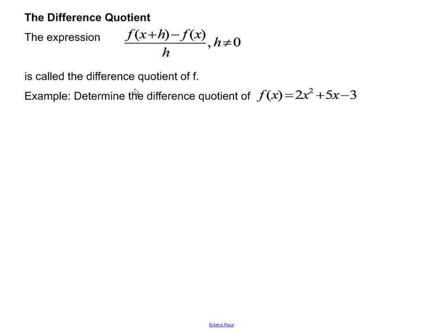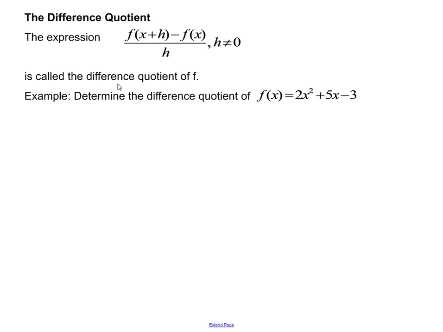Okay, so let's change gears here a little bit and talk about something called a difference quotient. A difference quotient is an application of our functions in that in our function what we're doing is we're substituting in a value and we're going to take a difference in the value of f of x plus h minus f of x over h, as long as h is not equal to 0, and simplify this quotient.